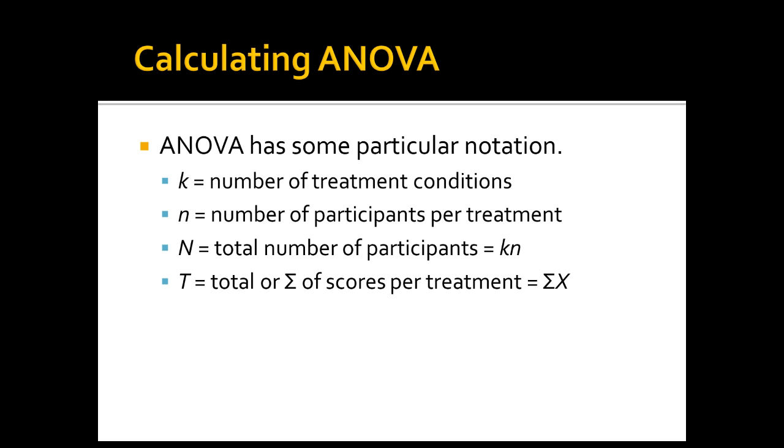And T is the total, or summation, of scores per treatment. So you can look up and add up all the scores per treatment. And G is the summation of scores of the total. So T is the per treatment total, and G is like the grand total. And actually that's usually what it's referred to as, G is the grand total.